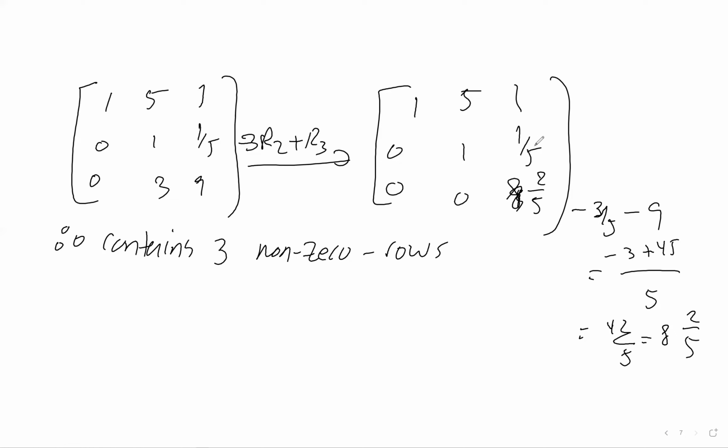So non-zero, non-zero, non-zero. Therefore, hence, the rank of matrix A is equal to 3, so that's 3. So whether you're taking the determinant or you're doing the row reduction, the bottom line is that you get this reduced form of the matrix, which gives you the same answer, that the rank of this matrix is 3.